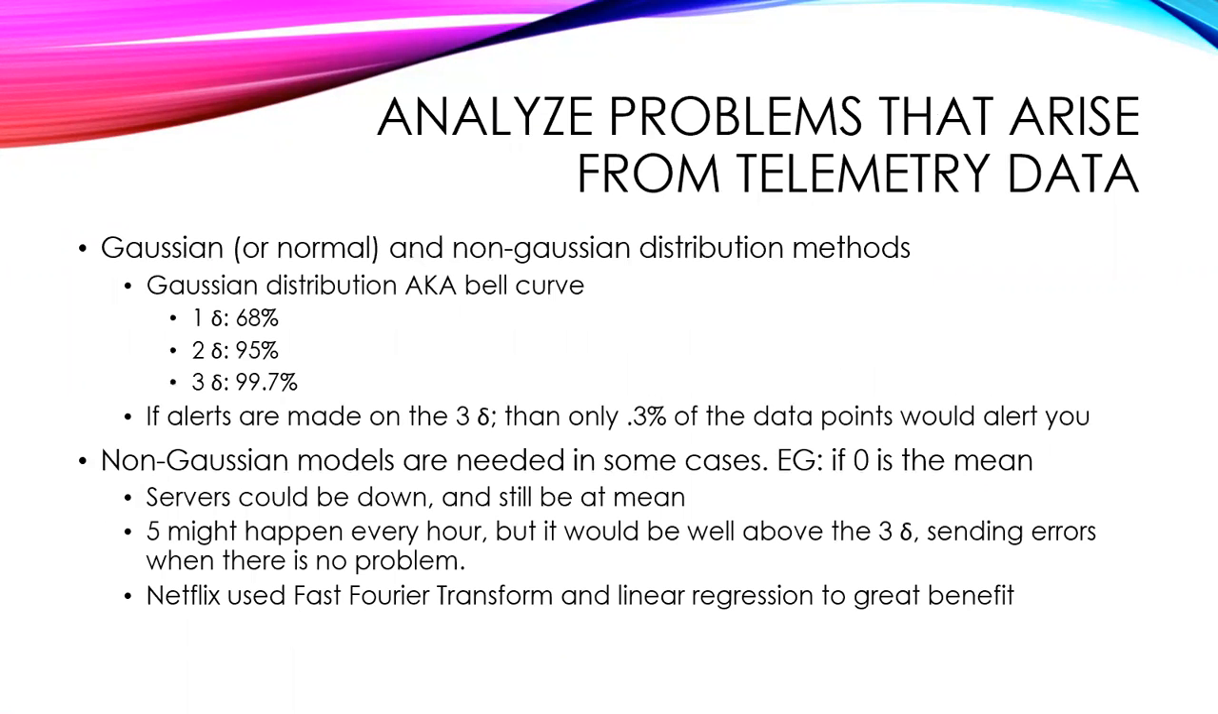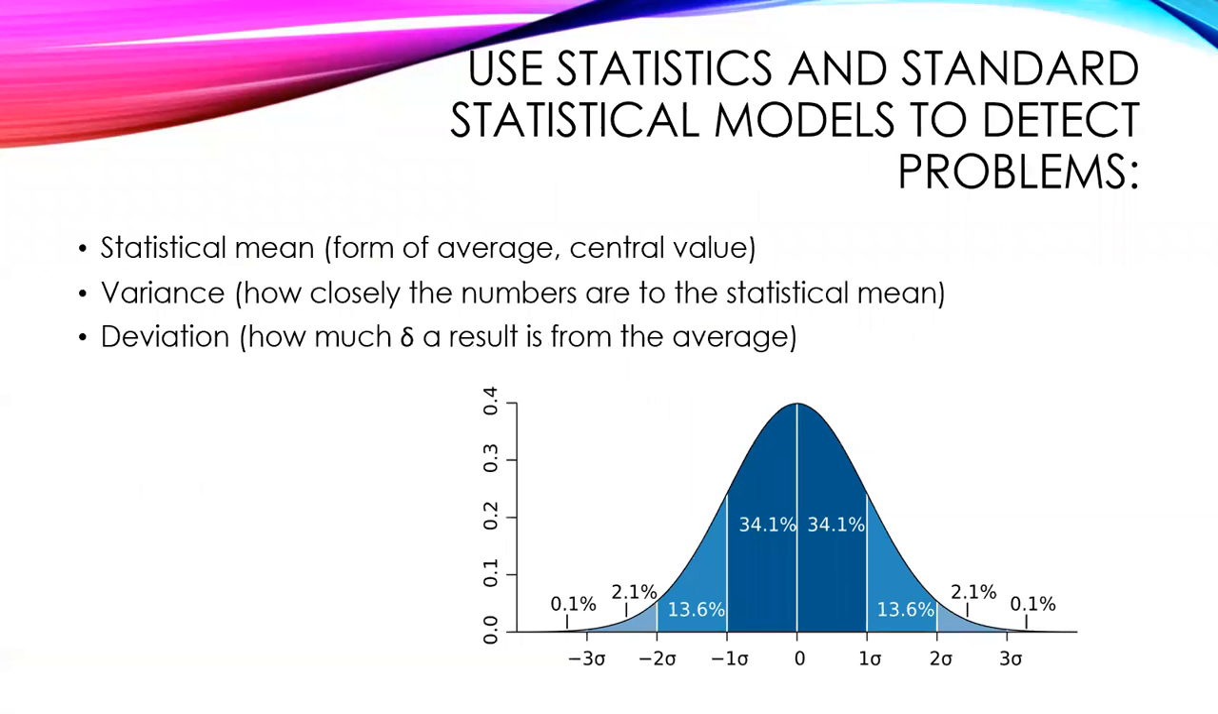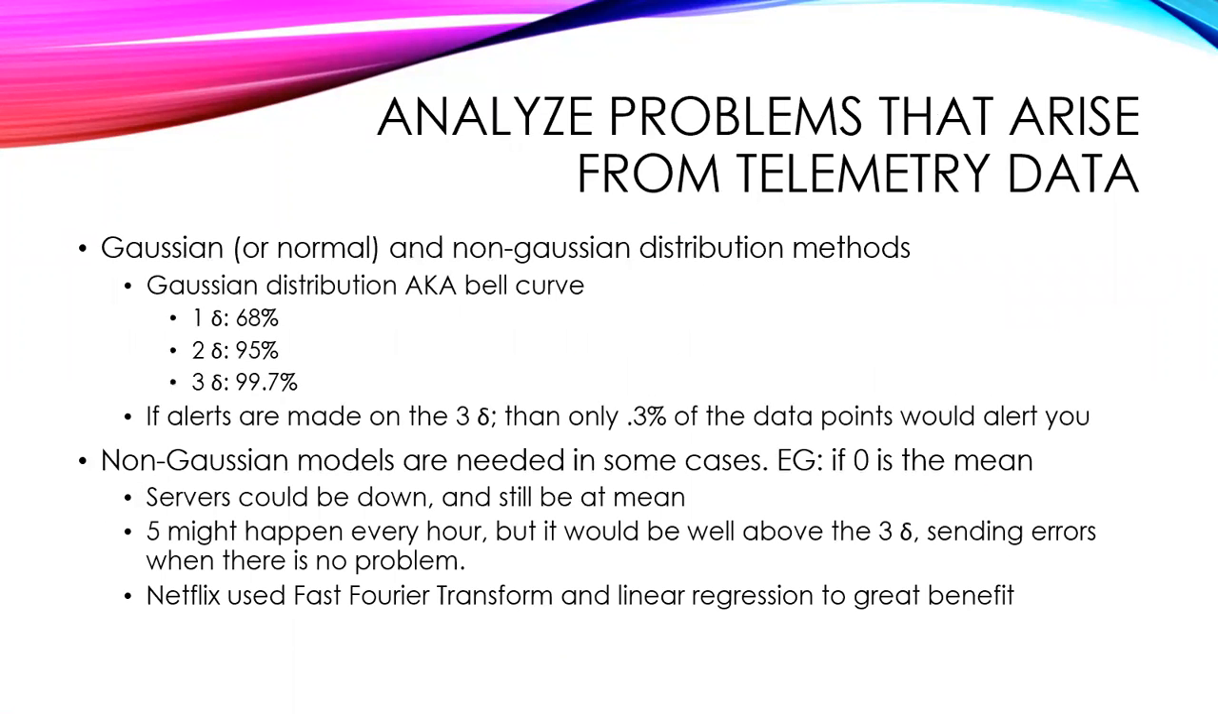So Gaussian or normal, as we saw in this bell curve, is sometimes referred to as a Gaussian. It is useful for a lot of things, but not everything. On the bell curve, if you're within 1 delta, you're at 68% of the population data points. If you're within 3 delta, you're at 99.7%. Now, if you're outside 3 delta, in theory, only 0.3% of data points would alert you.